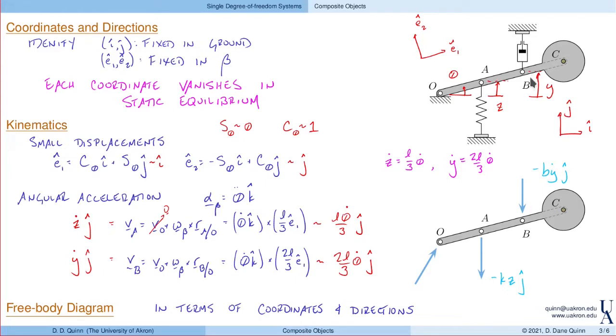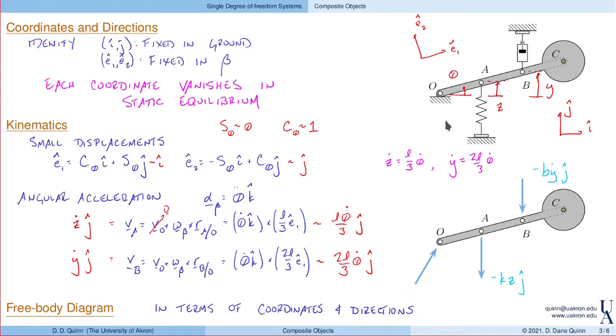Again, if Y is positive, and if Y dot is positive, this point B is moving up, so that if Y dot is positive, the force from the damper is actually down, right? And that's what we have here. If Y dot was negative, then point B would be moving down, right? And then the force would be directed up. Well, if Y dot is negative, then this term is in the plus J direction.